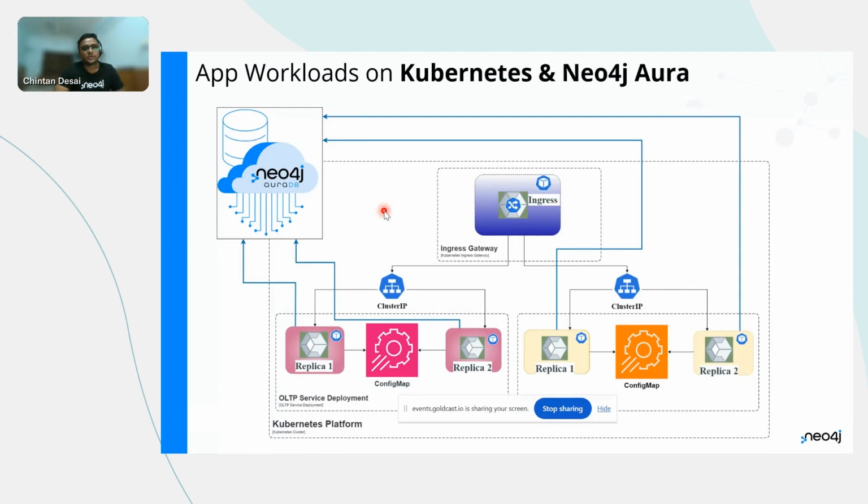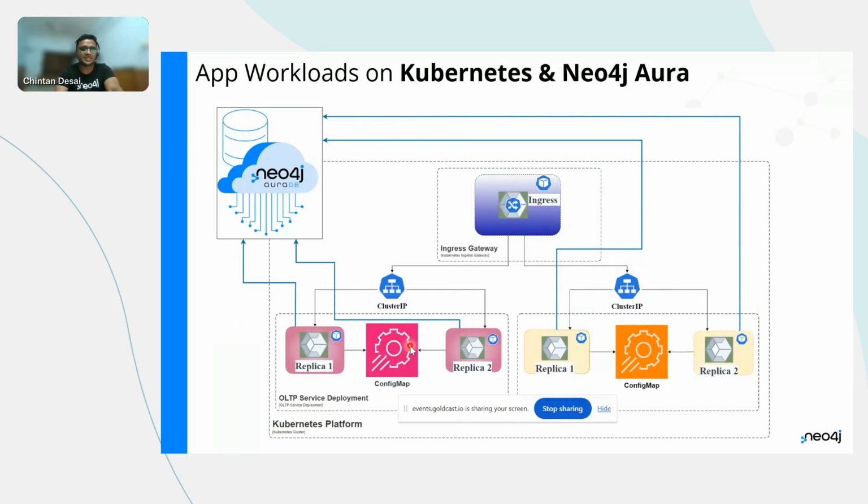Now going to the app workloads on Kubernetes and Neo4j Aura. When you use Neo4j Aura, you don't have to go through the hassle of deploying and managing Neo4j on your Kubernetes cluster. You just take care of your application deployments. Application 1 is a transaction processing application, and application 2 is an analytical processing application, some kind of reporting application. Application workloads are deployed on your Kubernetes cluster, and Neo4j is taken care of by the Aura team. But your application needs to connect to Neo4j Aura based on the environmental or regional configuration. That's where the config map of your application plays an important role.